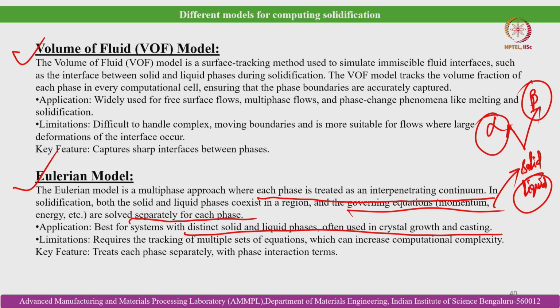However, there are some inherent advantages lying with both the models. Like the advantages, there is also a limitation in the Eulerian model because it requires tracking multiple sets of equations, which can increase computational complexity, and the key feature is that it treats each phase separately with phase interaction terms. So the decision has to be made about what kind of accuracy is in demand to solve the coupled flow and heat and mass transfer problem. Although the Eulerian model enhances the computational requirement, it can provide correct estimations of the field variables.